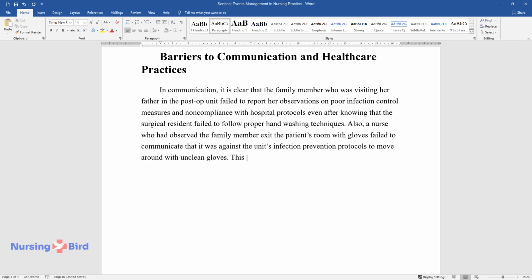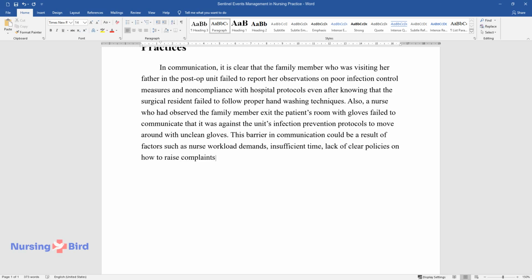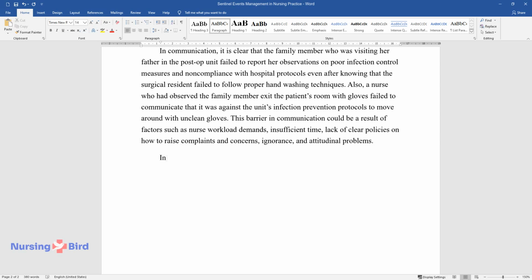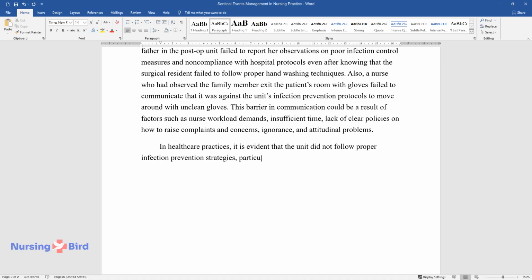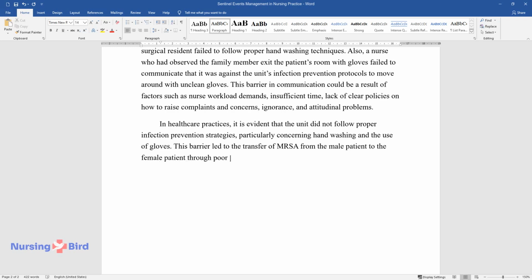This barrier in communication could be a result of factors such as nurse workload demands, insufficient time, lack of clear policies on how to raise complaints and concerns, ignorance, and attitudinal problems. In healthcare practices, it is evident that the unit did not follow proper infection prevention strategies, particularly concerning hand washing and the use of gloves. This barrier led to the transfer of MRSA from the male patient to the female patient through poor hand washing habits.